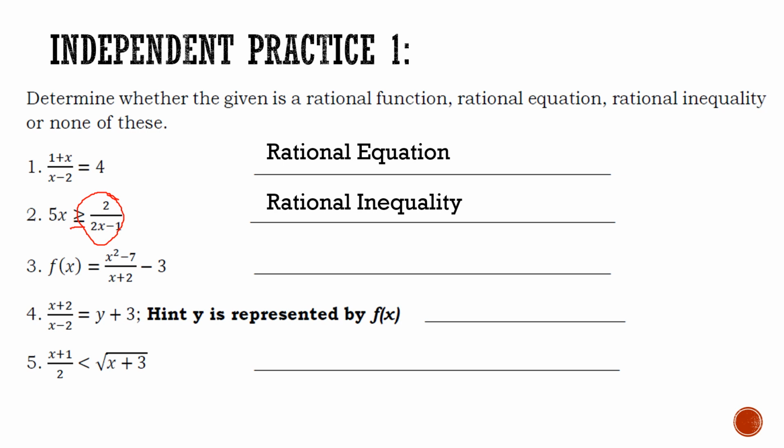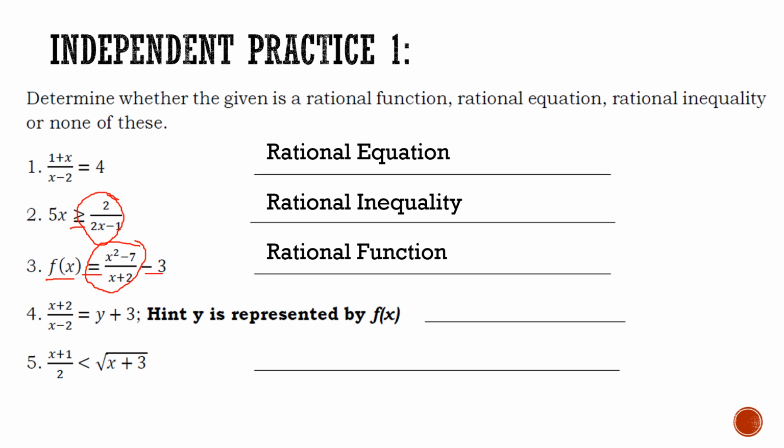Next, number 3, f of x po equals x squared minus 7 over x plus 2 minus 3. So, kahit po may minus 3 dito, basta meron po kayong isang rational expression. So, ito po yung isang rational expression natin. But this time po, although gumamit po siya ng equal sign, gumamit po siya ng function notation na f of x. Kaya po, si number 3 po ay rational function.